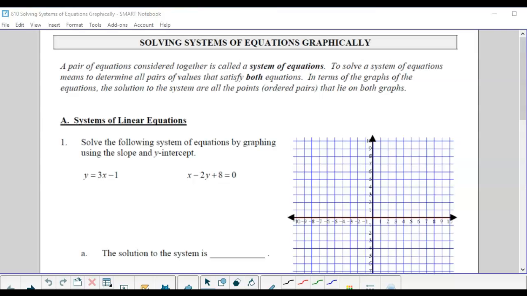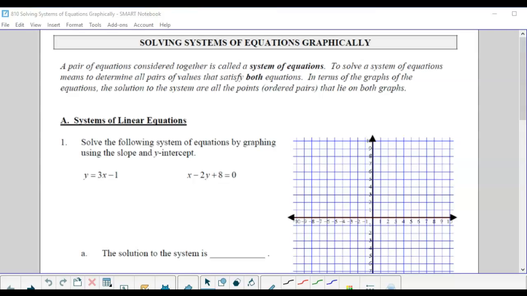Today we're starting solving systems of equations. Well, actually, the unit is just called Systems of Equations. Today we're looking at solving graphically. We'll learn some different ways of solving. Today is graphically, based on what we've learned already in the semester about graphing equations of lines.